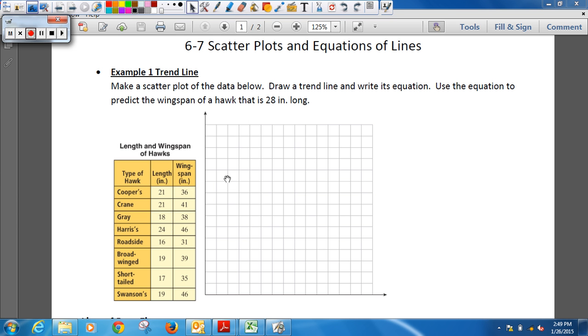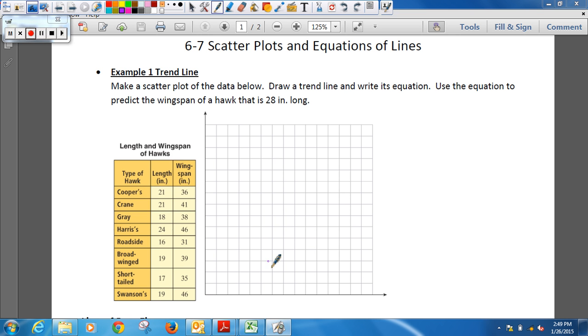Today we'll be discussing scatter plots and equations of lines. Example 1 deals with a trend line. What you need to do is make a scatter plot of the data below in the table. This one's talking about length and the wingspan of hawks. Second, you need to draw a trend line, and then write its equation. Then you're going to use the equation to predict the wingspan of a hawk that is 28 inches long.